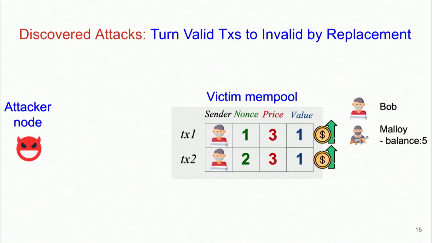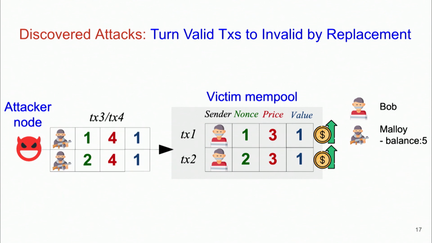So what the attacker does is two steps. First, the attacker sends out two transactions, TX3 and TX4. They are both sent by Malloy, the account controlled by the attacker. Again, the nonces are 1 and 2, and the fee of Malloy's transactions is 4, slightly higher than Bob's transaction 3. And both transactions have Ether value 1.